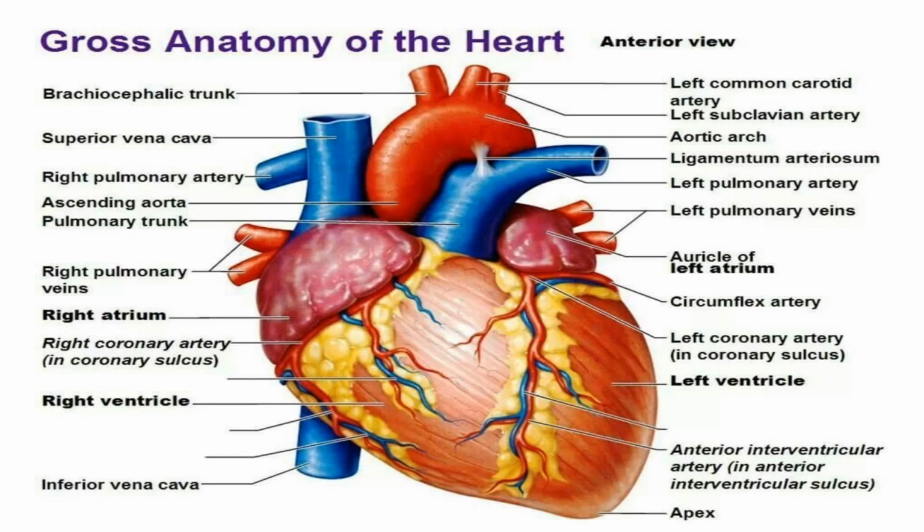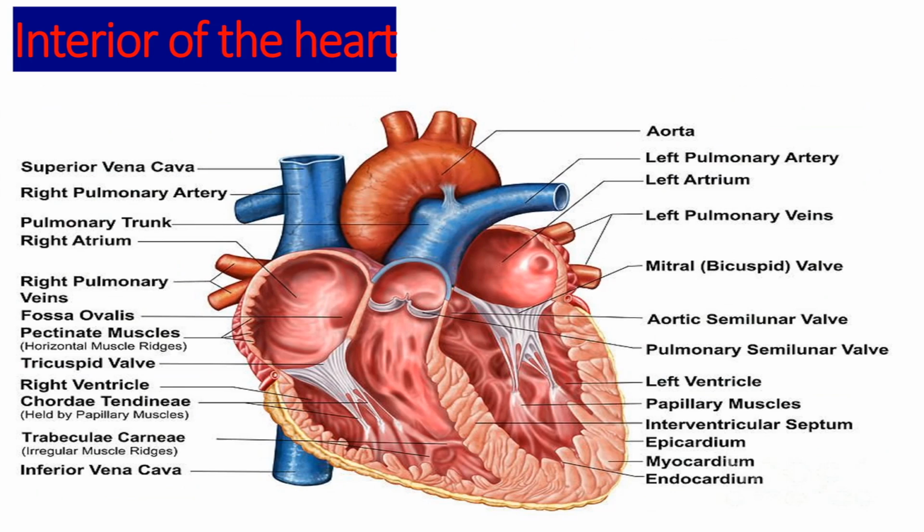This is the gross anatomy of the heart. This is the diagram of the interior of the heart, which shows the chambers present in the heart. You can see the right chamber contains the right atrium and the right ventricle, and the left chamber contains the left atrium and the left ventricle.